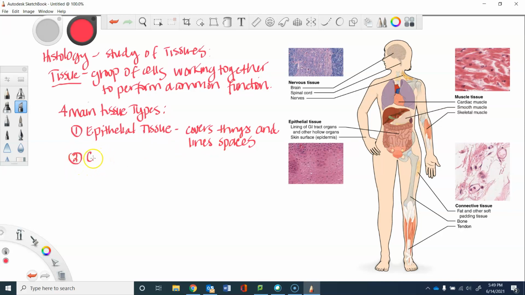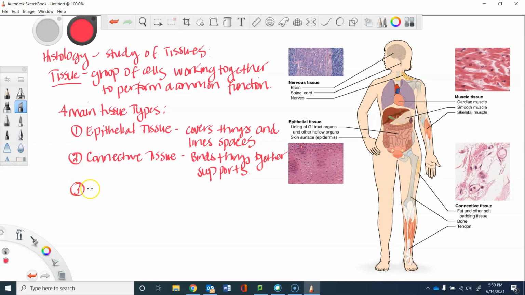The second type is connective tissue. So connective tissue is a tissue that basically binds things together and provides support. Okay, so connective tissue is the most numerous tissue in the body, and it's kind of like the packing peanuts of the body. Okay, it's the filler.